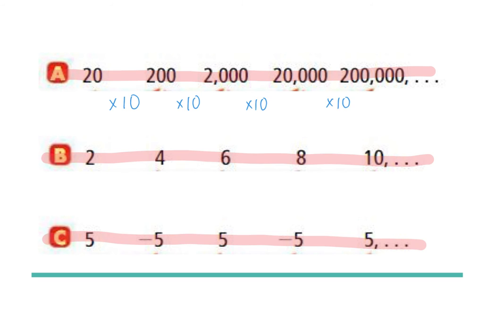So what kind of sequence is this? Geometric. Okay. This sequence is geometric. What about B?